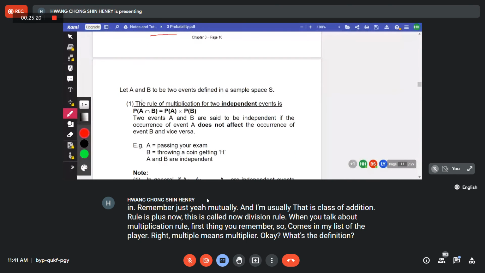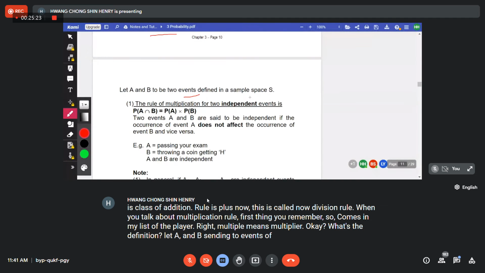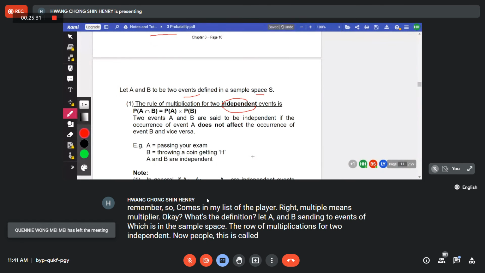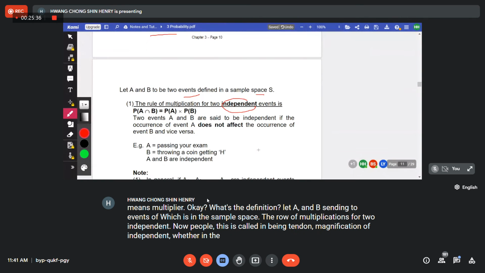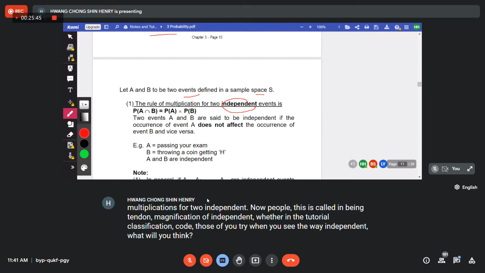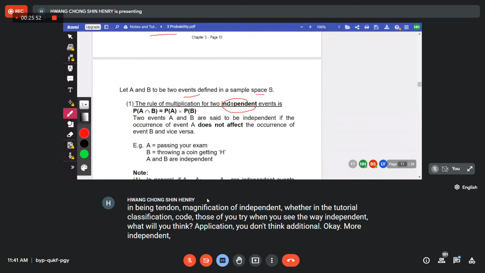Let A and B, same thing, be two events in the sample space. The rule of multiplication for two independent events, now take note, this is called independent. When the question asks for independent, whether in a tutorial or past year question, those of you who try it, when you see the word independent, what rule do you think of? Multiplication. You don't think addition, right? Okay. When it is independent, you talk about the multiplication rule.